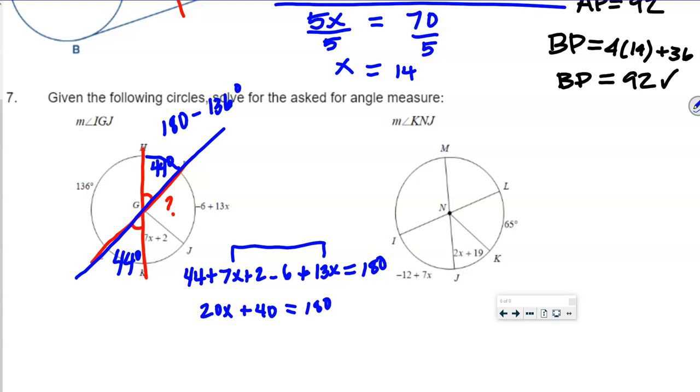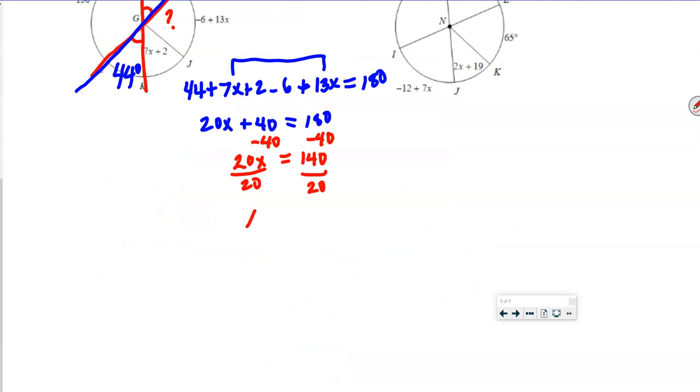So we're going to subtract the 40 from both sides, right? This is just algebra now, okay? So this is 20x equals 140. Divide both sides by 20. So our x is going to be equal to 7, isn't it, y'all? So x equals 7.